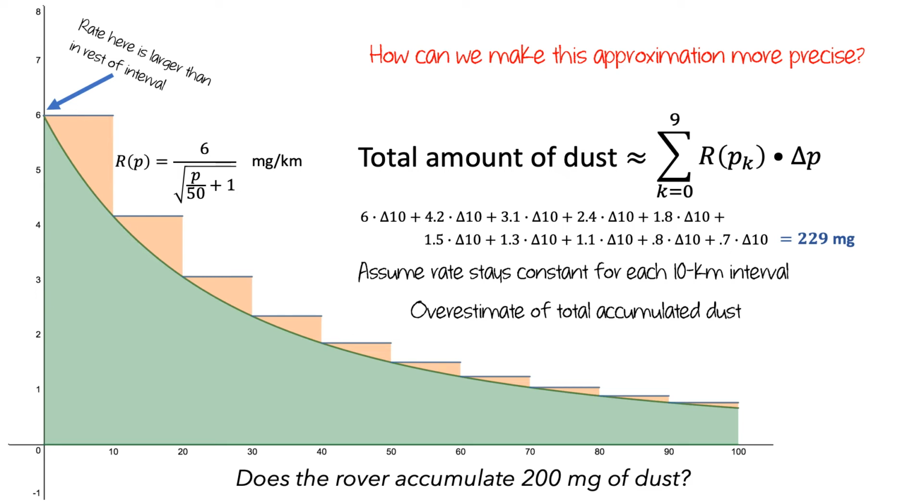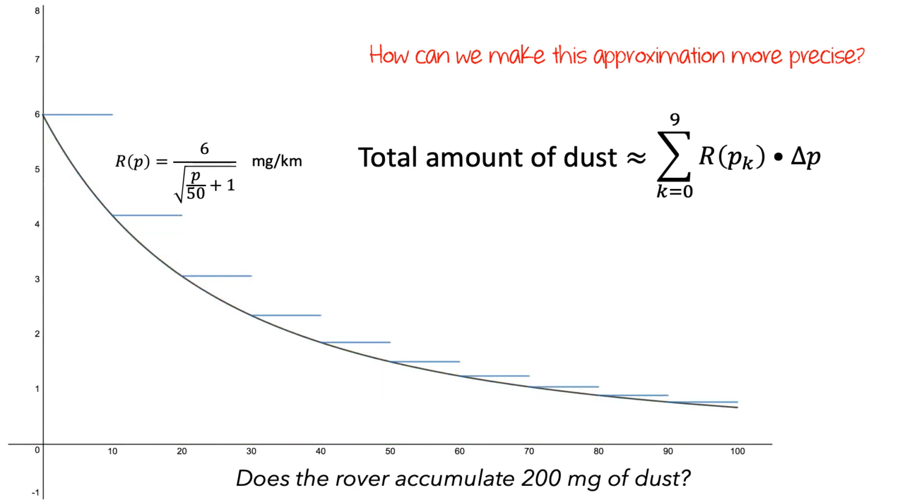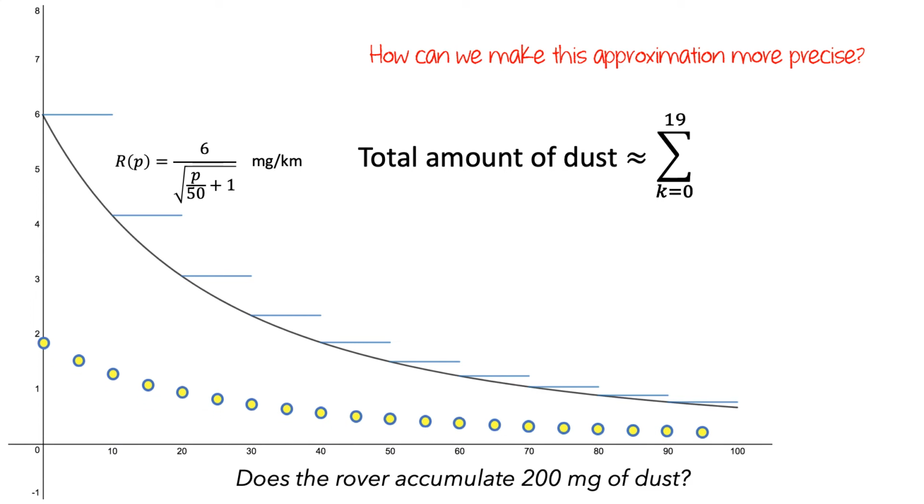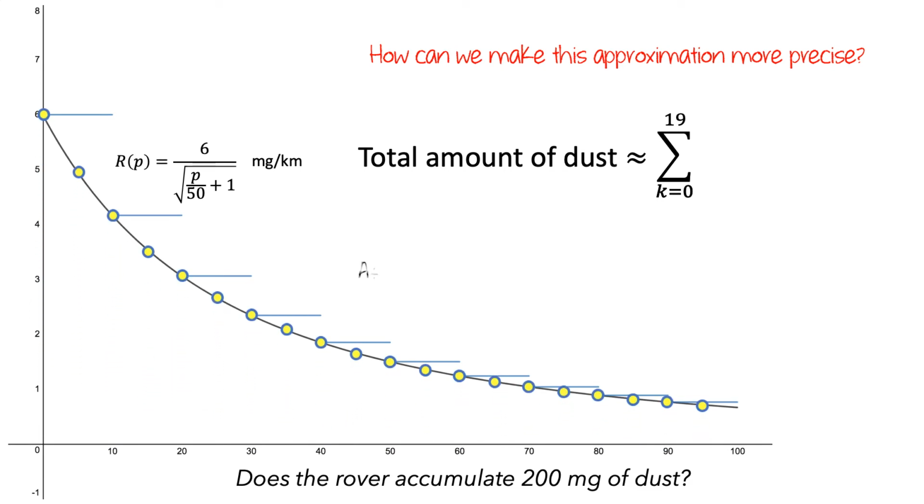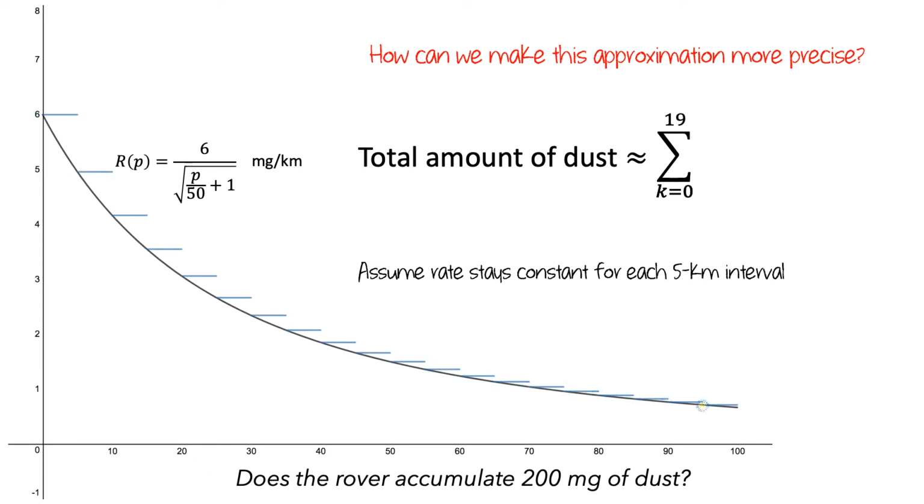Let's think about what would happen if we switched from using 10 intervals to 20 intervals. This would mean we'd switch from k equals 0 to 9 to k equals 0 to 19. If we used 20 intervals, each would be 5 kilometers long, then we need to find the rate of dust accumulation at the start of each interval. And we would, again, assume that the rate stays constant for each 5-kilometer interval, which will make our graph look like this. And then we know we're using the rate of accumulation at the start of each interval.